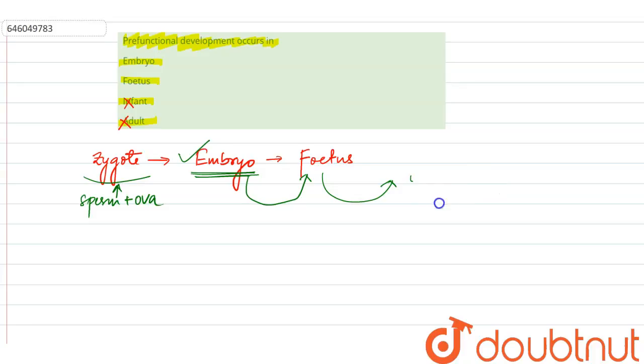So we can say that the embryo is the place where our pre-functional development occurs. So the correct option is option number 1, not option number 2. That is embryo. Our answer is option number 1.